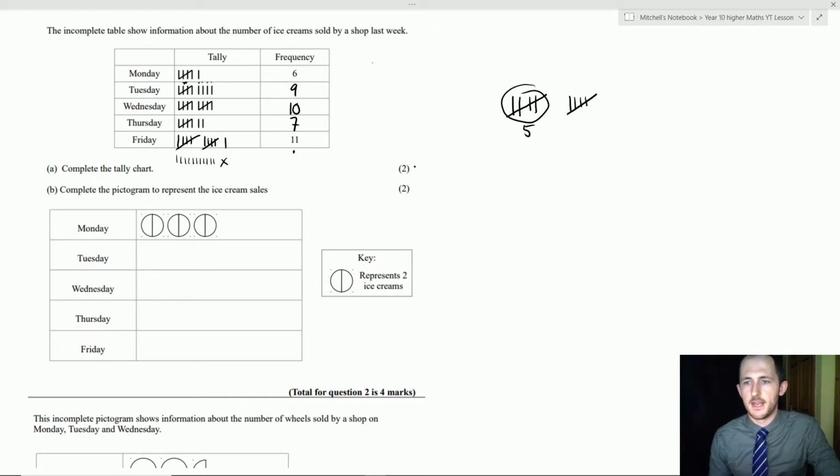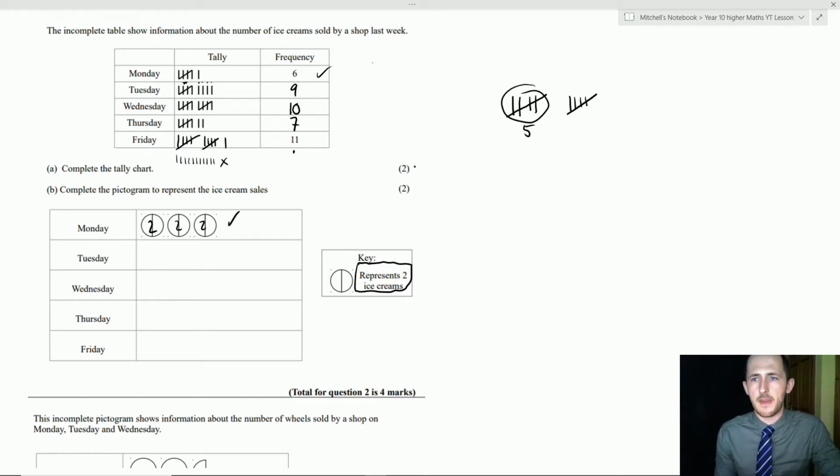Now the next part is it says we need to represent this on a pictogram. And if you look, the key's changed. The key is now 2 ice creams, which makes a bit more sense. We won't get half an ice cream. The first one's been done for us, so as you can see, the whole circles make 2. So 2, 4, 6, that looks correct to me.